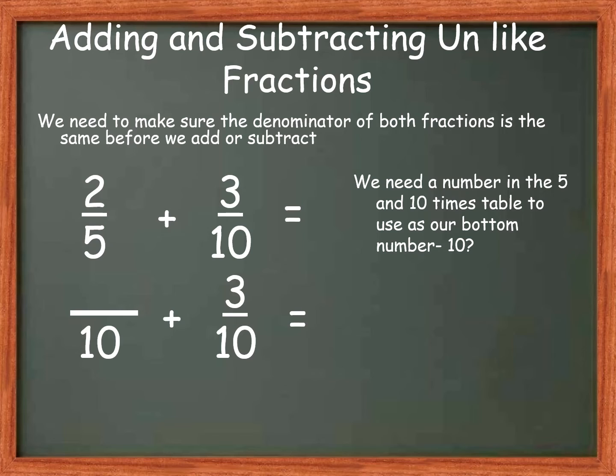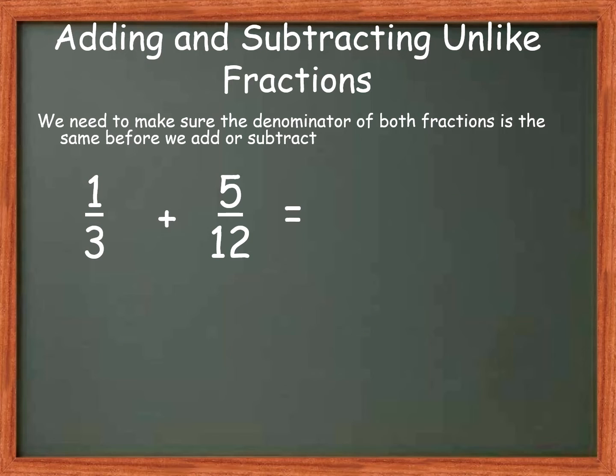So we changed the denominator into 10. Since we changed it into 10, it means we multiplied by 2. So 2 times 2 is 4 over 10. Now we can add them since they have the same denominator, so it will be 7 over 10.